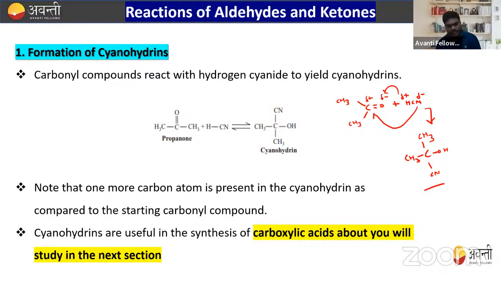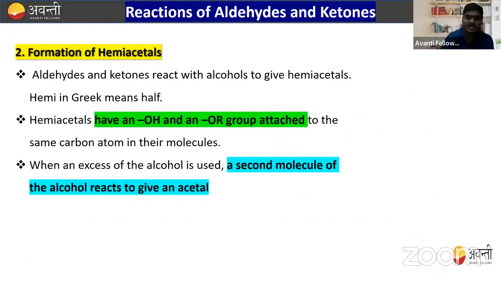Note that one more carbon atom is present in the cyanohydrin compared to the starting carbonyl compound, so one more carbon is added. Cyanohydrins are useful in the synthesis of carboxylic acids, which we are going to study in the next chapter on carboxylic acids. Today we are going to cover this as well.